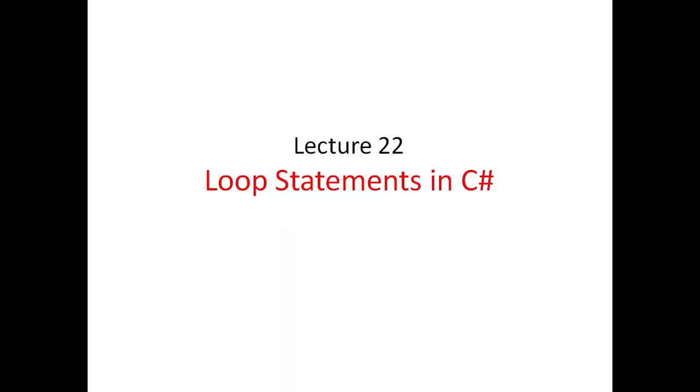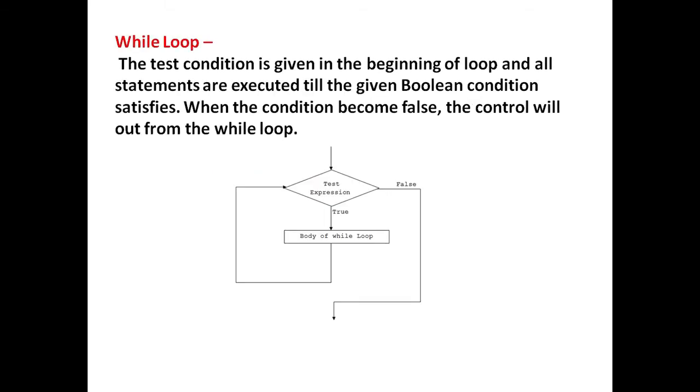This is our 22nd lecture and we will see loop statements in C sharp. First is while loop. Here the test condition is given in the beginning of a loop and all statements are executed till the given condition is satisfied. When the condition becomes false, the control will come out of the while loop.